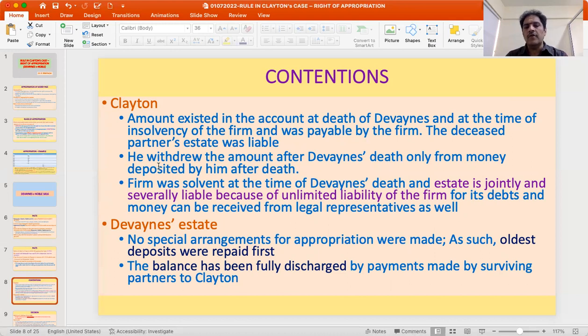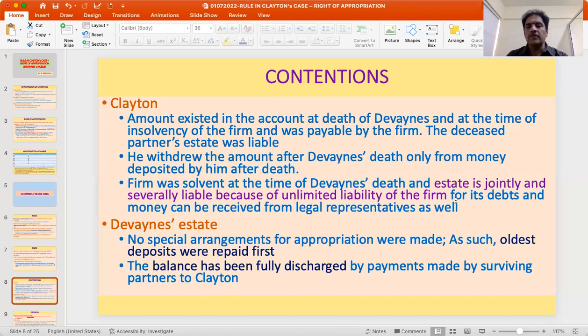Then the firm was solvent at the time of Devines' death, and as per the terms of partnership, the estate of the firm is jointly and severally liable because of the unlimited liability of the firm for its debts, and the money can be received even from the legal representatives of Devines, who is a partner who is no more.